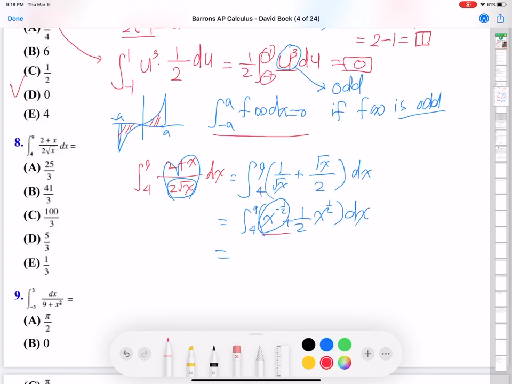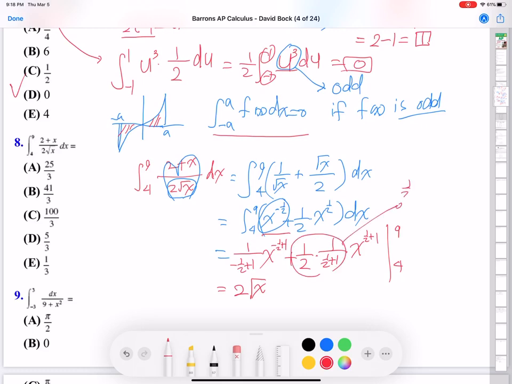First part, 1 over n plus 1 times x to the n plus 1, plus 1/2, this coefficient, times 1 over n plus 1 times x to the n plus 1, from 4 to 9. This part is 2 root x, and then this part is what? 1 over, this part 1/2 times 1 over 3/2, that's 2/3, right? So 1/3 x to the 3/2 power.